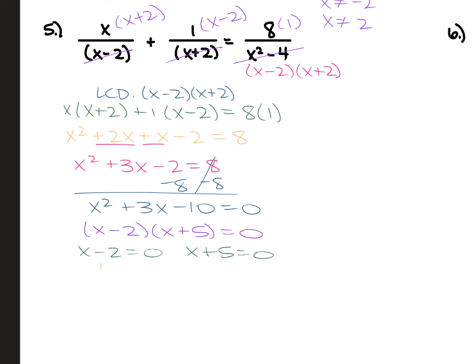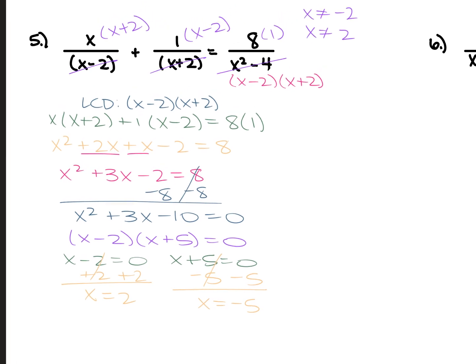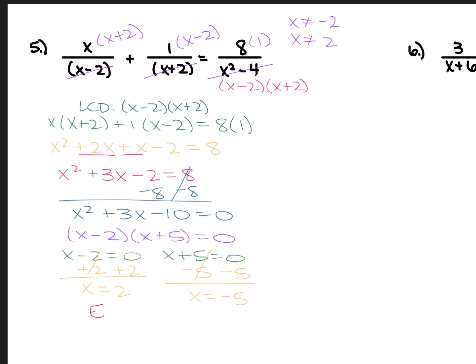The 2 we're going to move over by adding it to both sides. We get x is equal to 2. The 5 we move over by subtracting it from both sides. We get x is equal to negative 5. The x is equal to 2 is one of those solutions that's an extraneous solution. So we're going to cross it out, and the x is equal to negative 5 is our only solution from here.